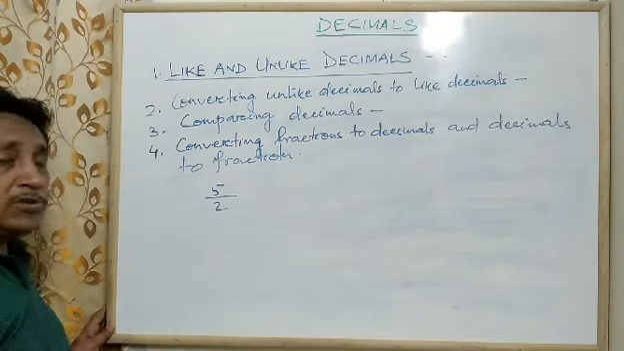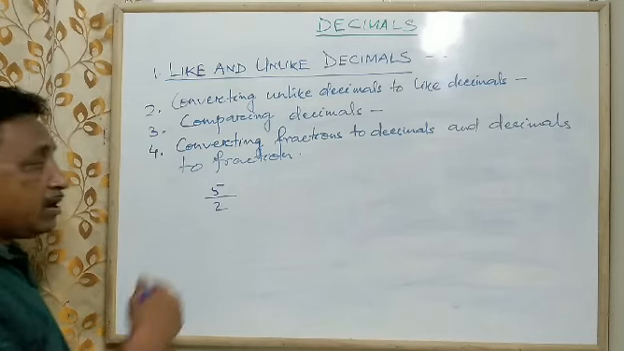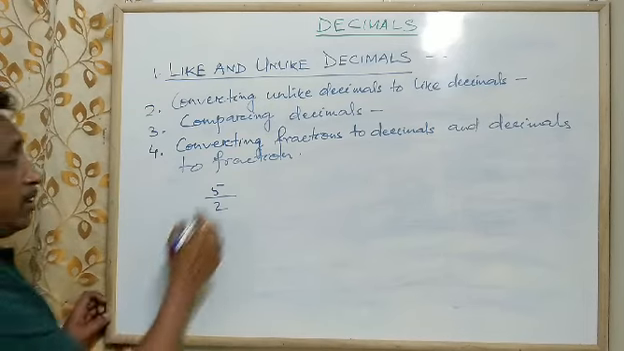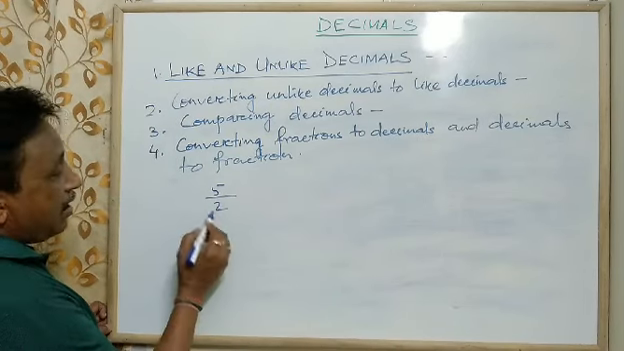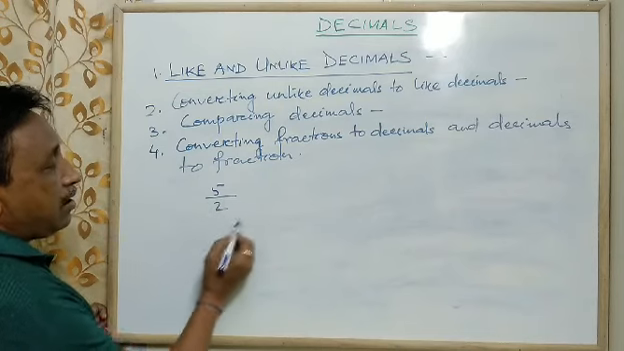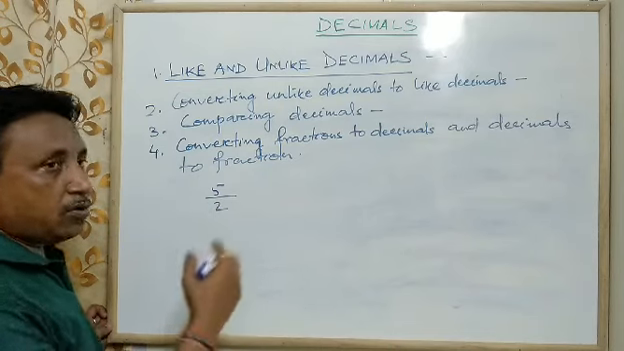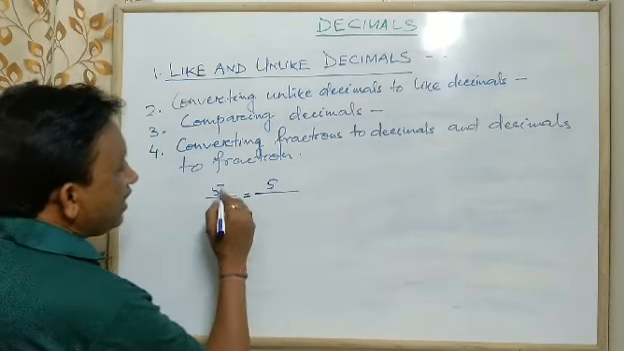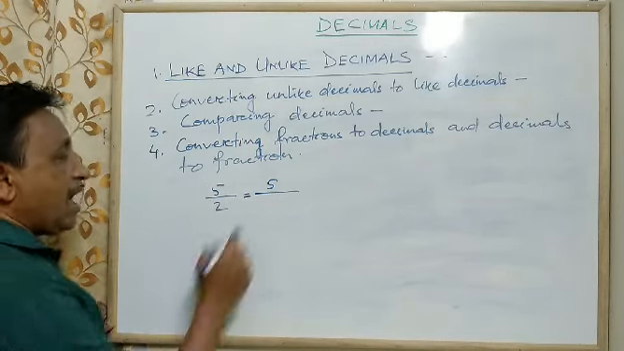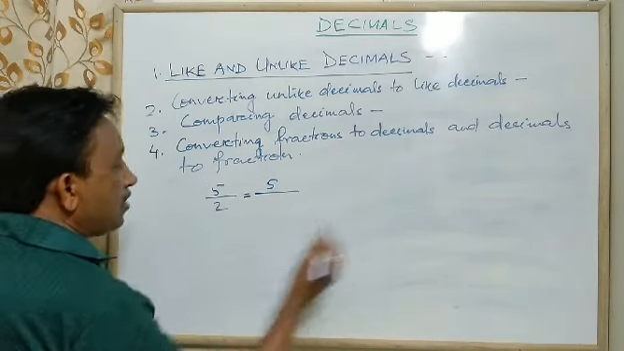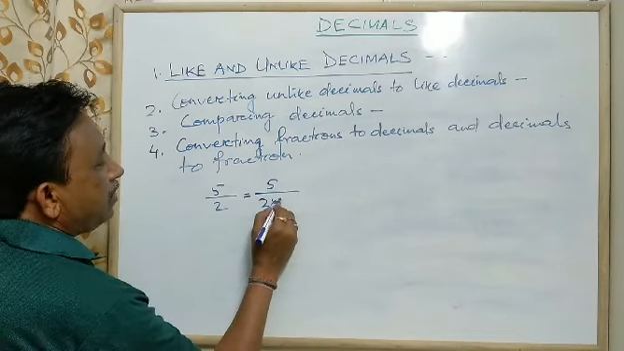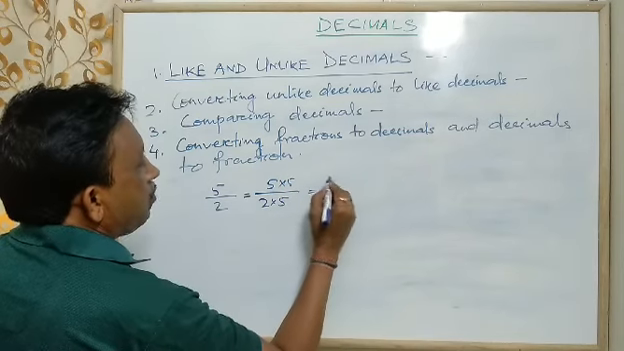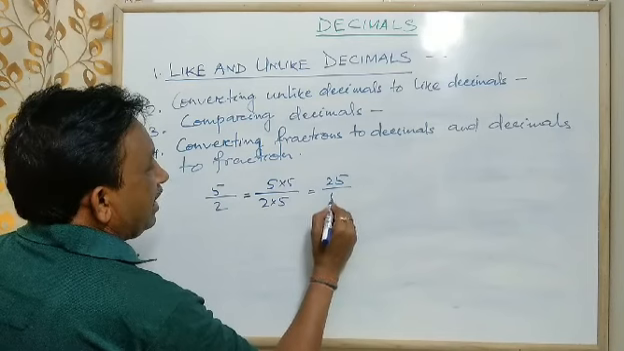Now see, we have already discussed what a decimal is. A decimal is a type of fraction, the decimal fractions. So if I have to convert this into a decimal, I have to convert the denominator into tens or hundreds or thousands. So I will find the equivalent fraction of 5 by 2 having denominator either 10 or 100 or 1000. So 2 I can convert to 10 if I multiply it by 5. So this becomes 25 by 10.